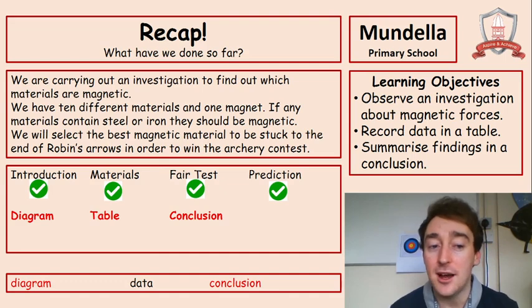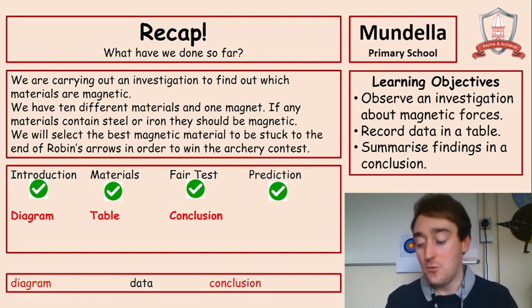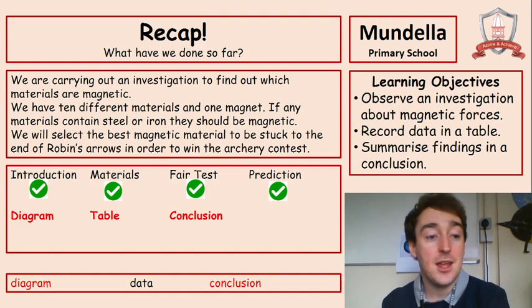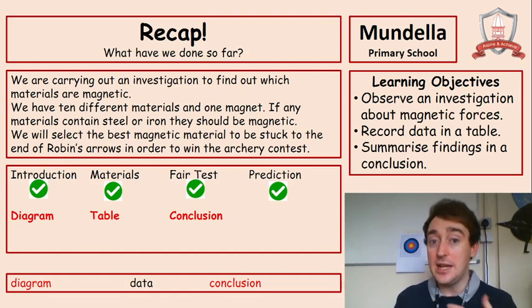What have we done so far? Well, we are carrying out an investigation to find which materials are magnetic. We have 10 different materials and one magnet. And if any of those materials contain steel or iron, then we know that they should be magnetic.